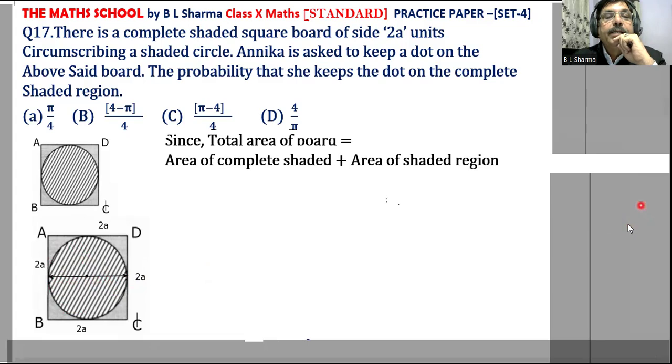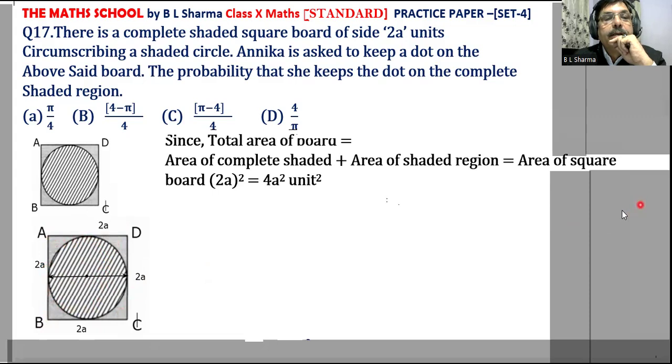So area of complete shaded region plus area of unshaded region, that is the area of square. ये जो पूरा स्क्वायर है उसका एरिया दिस वन प्लस दिस वन है. So area of the board, means square, is 4A square. Total area यहां से लेके यहां तक ABCD इसका एरिया है 4A square. अब हमें इसका एरिया चाहिए, एरिया ऑफ सर्कल. What is area of circle?